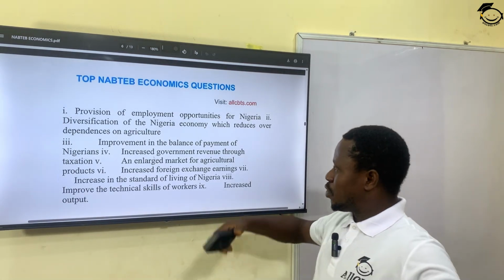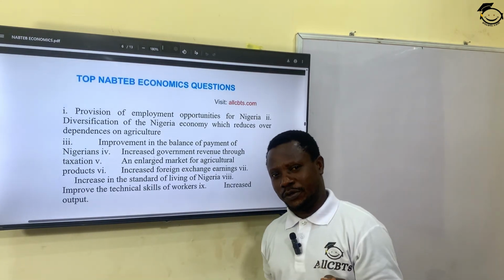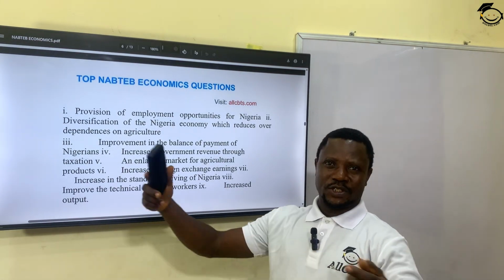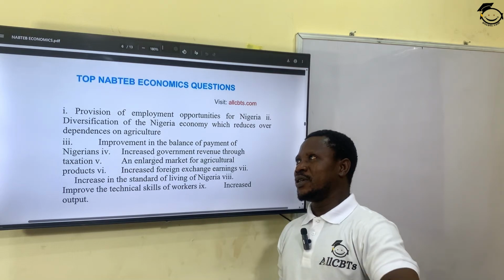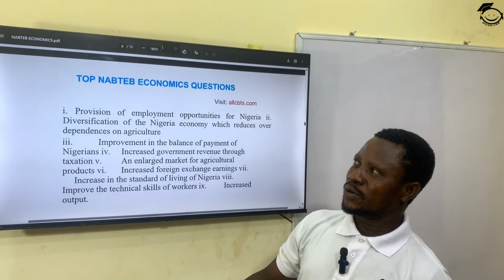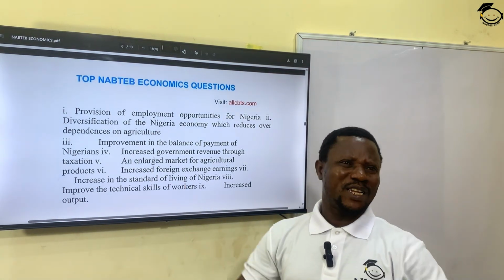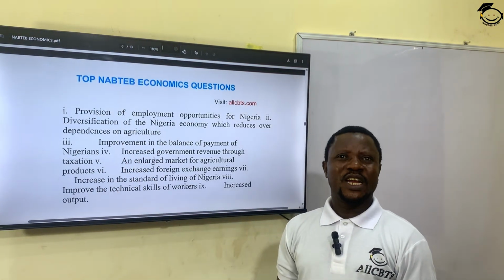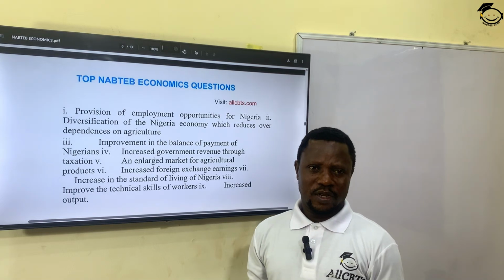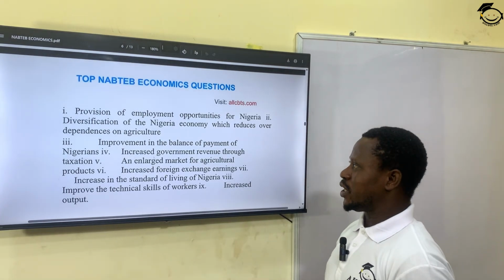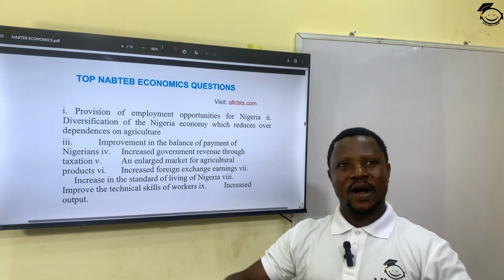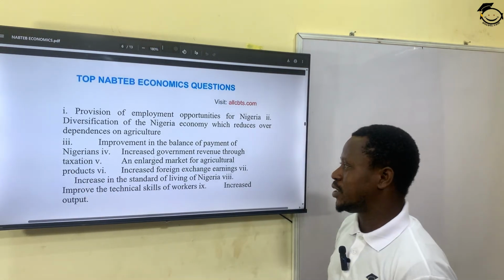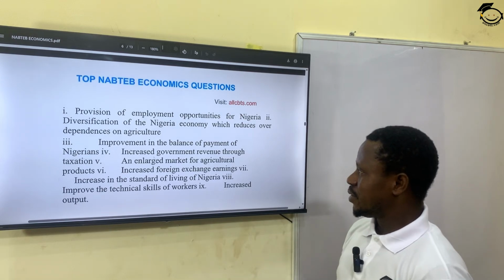The market also becomes enlarged, particularly for agricultural products. For instance, if there are many plantations, cocoa plantation, palm plantation, cassava plantation, planted everywhere across the 36 states of Nigeria, what happens? There will be more production of food. Agricultural products will increase, and there will be more markets. And when we have eaten enough, we start selling out and still make more money from neighboring countries.